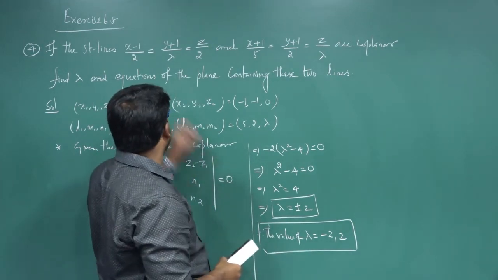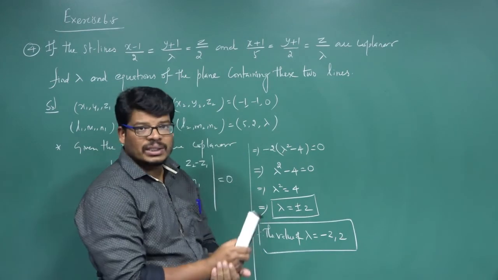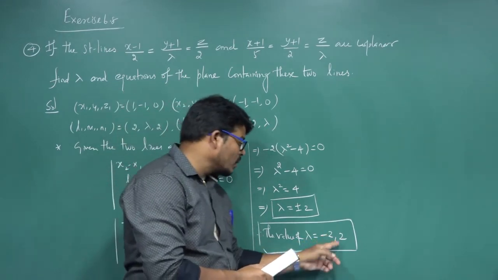Now find the equation of the plane containing these two lines. Here the lambda value is minus 2 or plus 2.